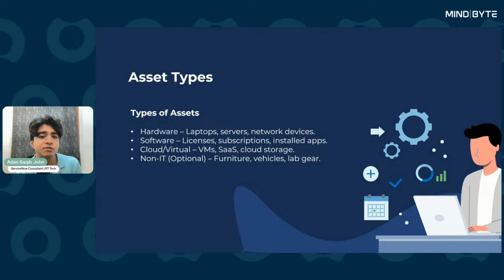Some organizations use this platform to manage things like office furniture, vehicles, or lab equipment as well. It's optional, but it shows how flexible this ServiceNow application actually is and how it can mold into your environment. So by classifying these assets into different categories, you can apply the right processes for compliance checks and other things to each type without mixing them all together. It has different processes for different types of assets, specific processes for those assets.